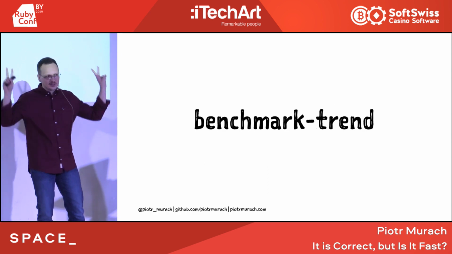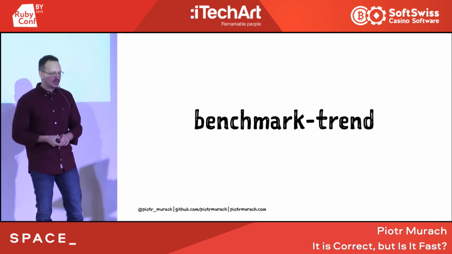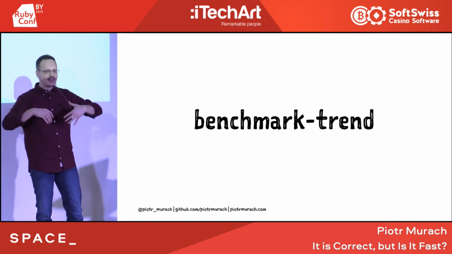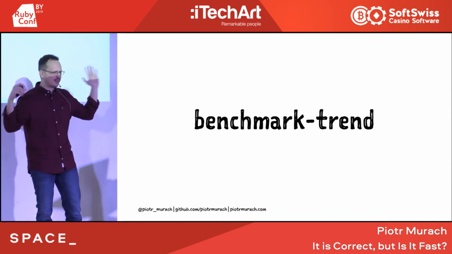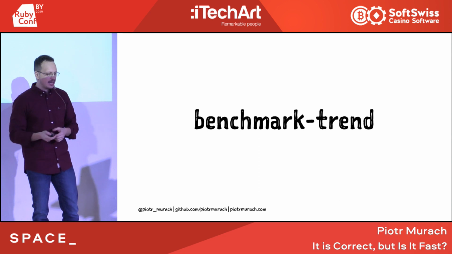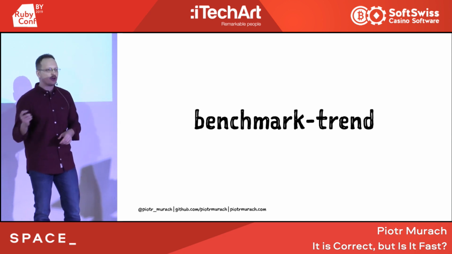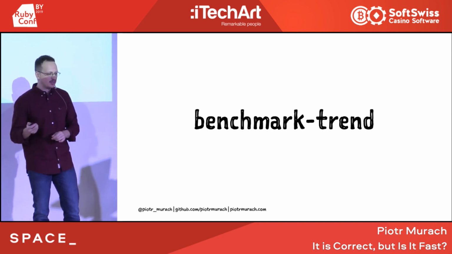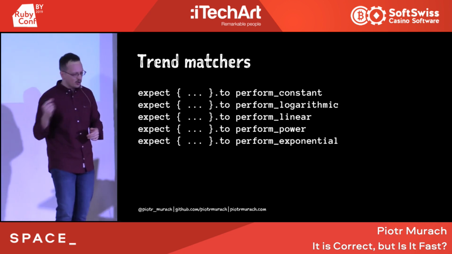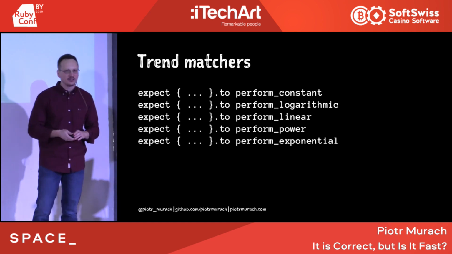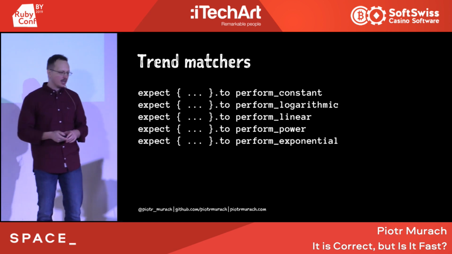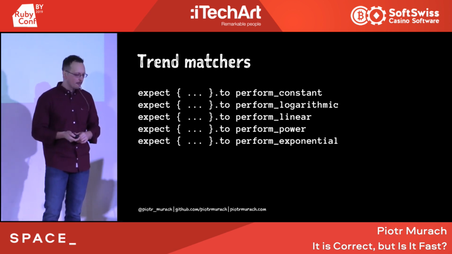So I got inspired. I created benchmark trend, which pretty much does what you saw on the graphs, which is takes a bunch of data points and tells you, well, I think it's linear given what you provided me. It adds certain complexity, but we're not going to talk about it. It's enough to know that it powers another set of matchers, which is perform constant, logarithmic, linear, power, exponential. I kind of feel like those matchers are enough to assert scalability of a given code.